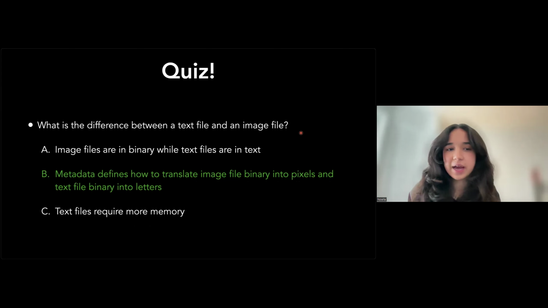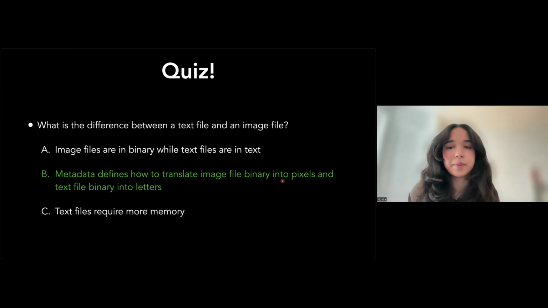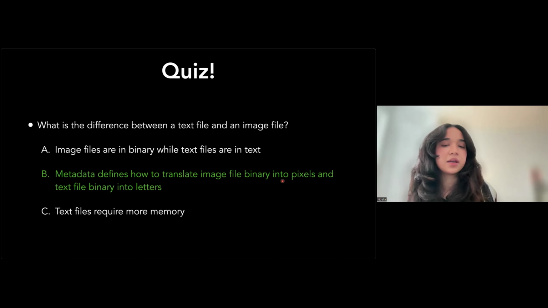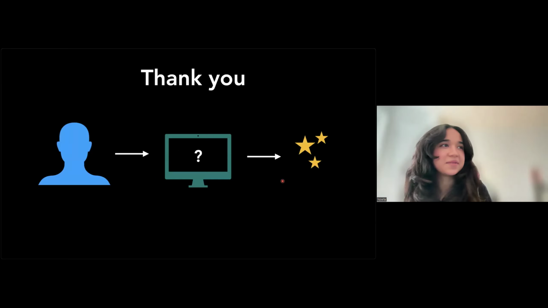So just to recap, all files are just collections of binary, but in a file, you have metadata, which tells your computer how to translate it. So for image files, you translate all the binary into pixels, and for a text file, you translate it all into letters. So I hope I helped clear up some of the confusion or the mystery behind computers. And hopefully, it's not going to be all magic anymore.